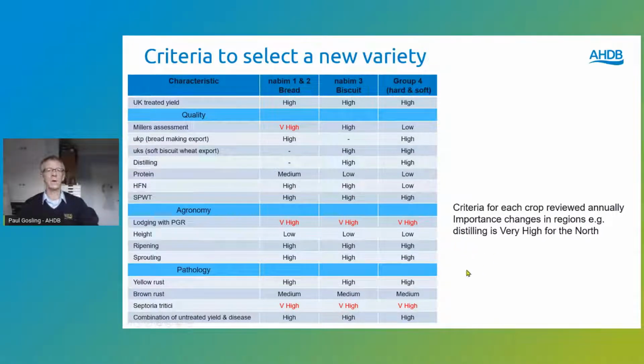And not only does the importance change between different groups, but actually in different regions it will change. So for instance, for wheat, distilling quality is of very high importance when you're judging a variety in the northern region. So we judge varieties on lots of different characteristics. And obviously with different crops, we have different characteristics to judge them on.